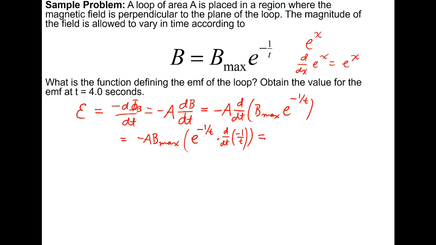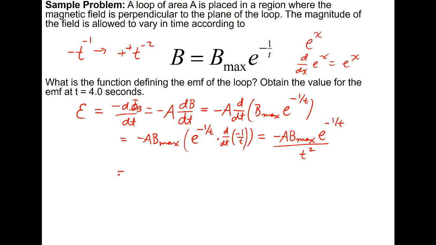And so the result from this is we're going to get negative A B max e to the minus 1 over t, over t squared. So the derivative of negative 1 over t is 1 over t squared, because if you think about it, negative t to the minus 1 turns into double negative t to the minus 2.